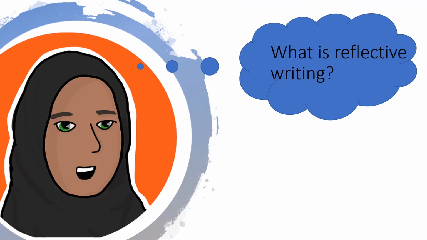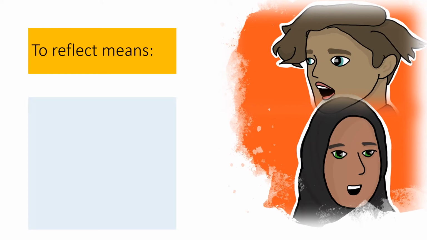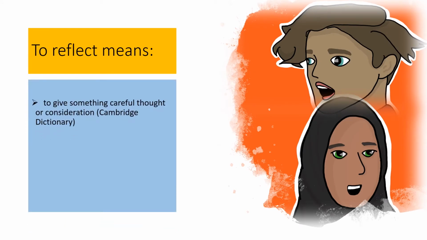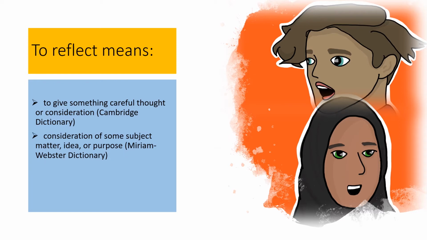If you look at a couple of dictionary definitions, to reflect means to give something careful thought or consideration. It means the consideration of some subject matter, idea, or purpose, or reflection can be seen as comments or writings that express someone's ideas about it. But dictionary definitions do not explain the full process or purpose of reflection in an academic setting.